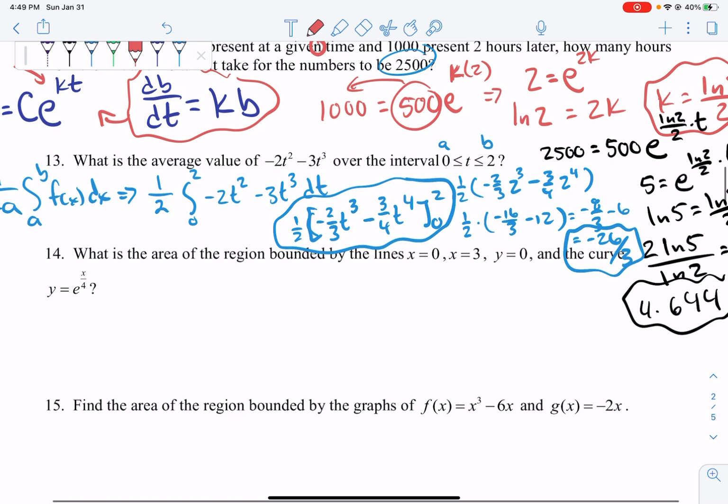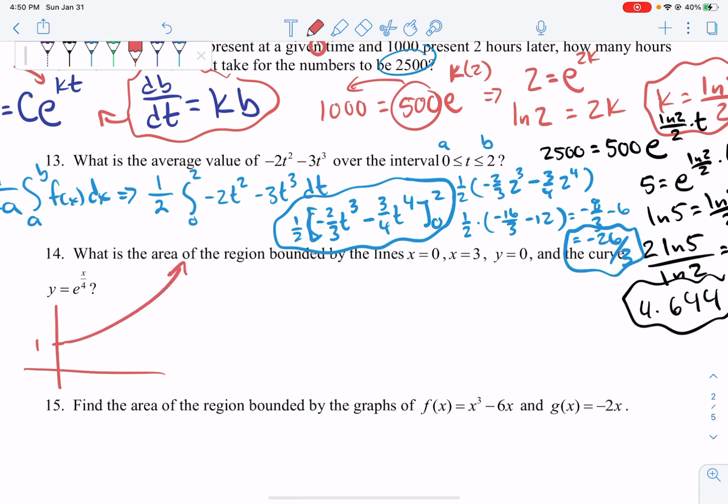Okay, so if I sketch a rough graph of this, y equals e to the x over 4, remember e to the x, where did my pen go? We're just looking for something like this. And at 0, e to the 0 over 4 is e to the 0, which means it's going to start at 1, and it's going to go up like this.